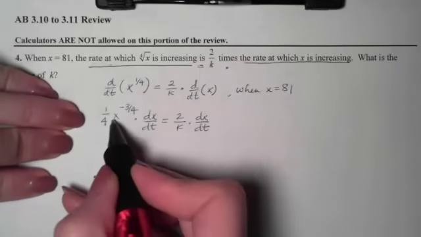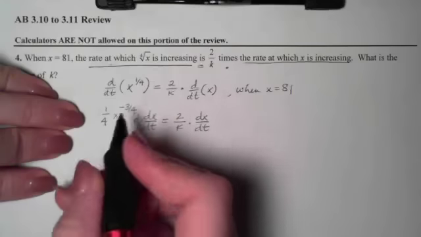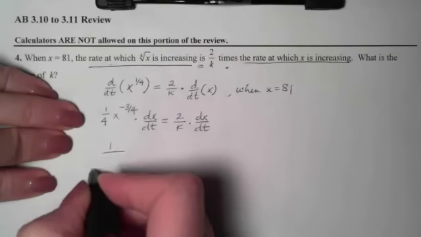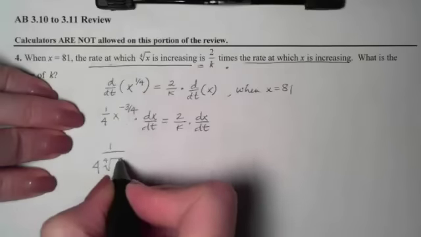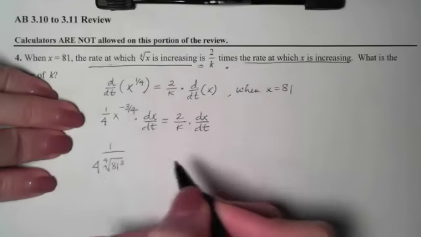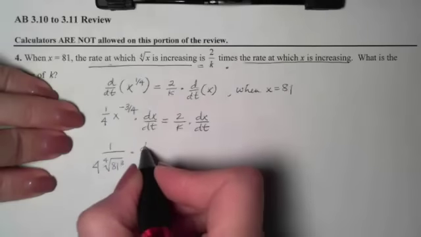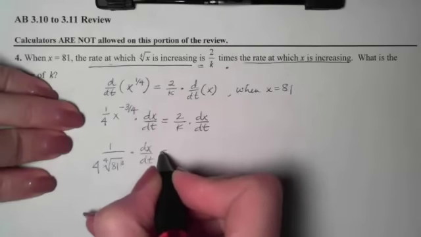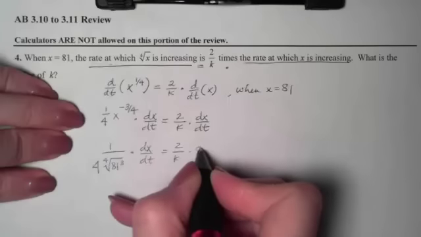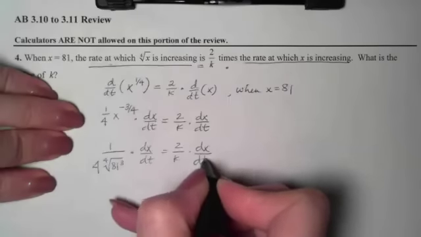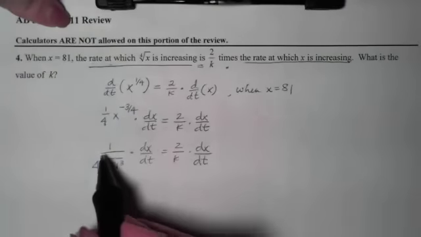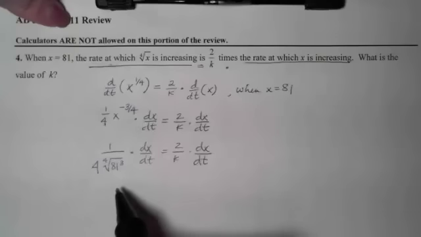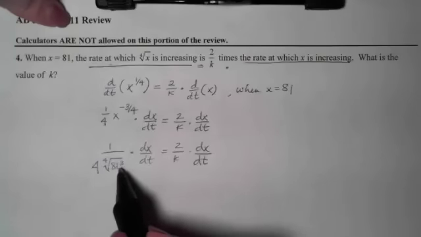So what's required here is to be able to interpret this and rewrite it. So this is the 4th root of an 81 that has been cubed. And then we have the dx dt. On the other side, the 2 over k dx dt, and we don't get a calculator. So it would not be wise to multiply this 81 out 3 times and then try to find the 4th root. So with exponents, we have options.